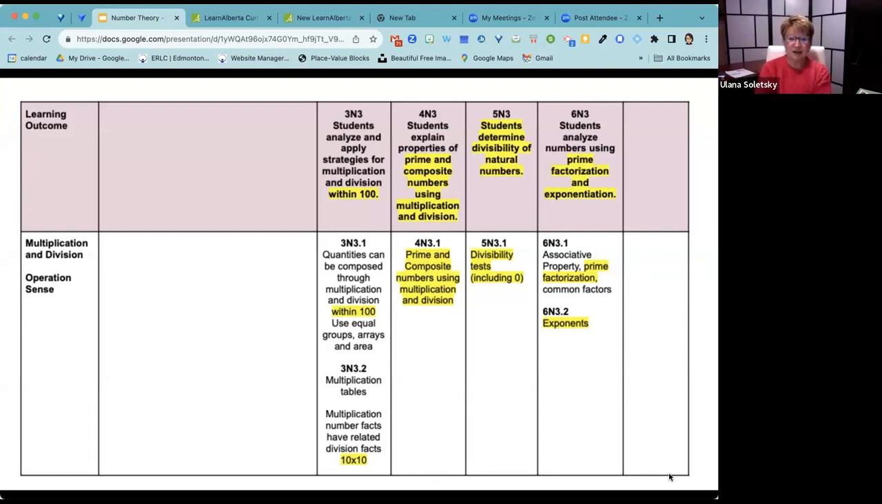So what happens in grade 4 is we start talking about prime and composite numbers. What are they? That really is the foundation for building the divisibility tests, and also to determine divisibility of natural numbers. If they understand what the composite numbers are, then they can understand what the factors are. And then in grade 6, we talk about prime factorizations and powers and exponents.